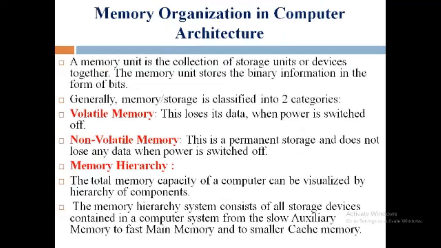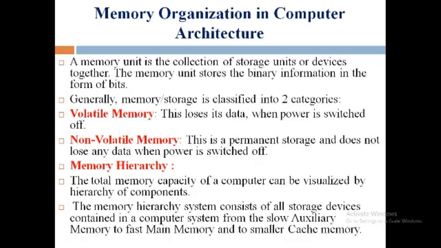Then the next topic is memory organization in computer architecture. A memory unit is the collection of storage units or devices together. The memory unit stores the binary information in the form of bits. Generally, memory or storage is classified into two categories. That is volatile memory, which loses its data when power is switched off, and non-volatile memory, which is a permanent storage and does not lose any data when power is switched off.